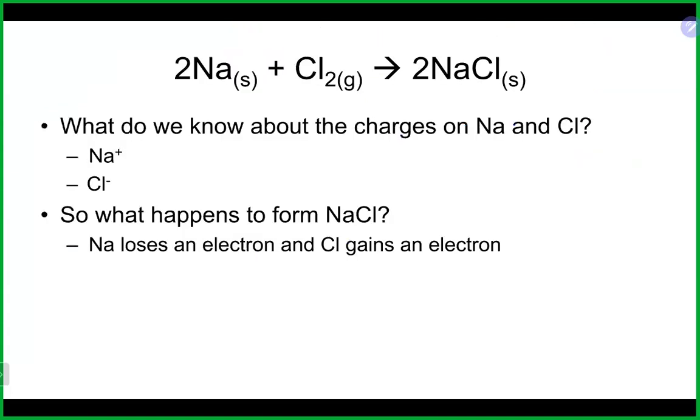So this is what we just basically went over. Again, whenever you have an ionic compound that has been formed, the metal part of it should always be the one that gets oxidized. It should always be the one that's losing electrons. And the non-metal should always be the one that is gaining electrons and being reduced.